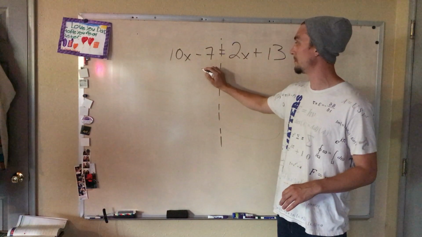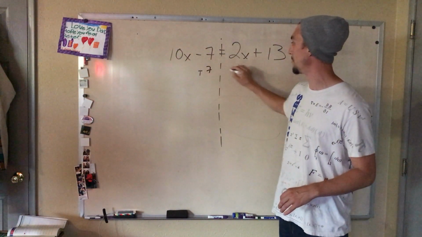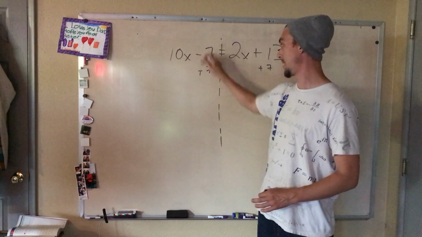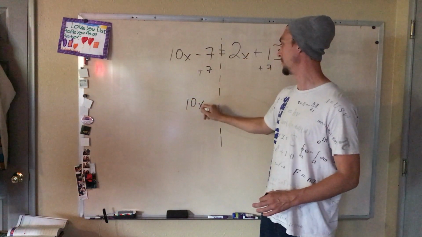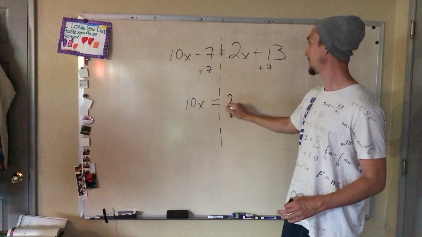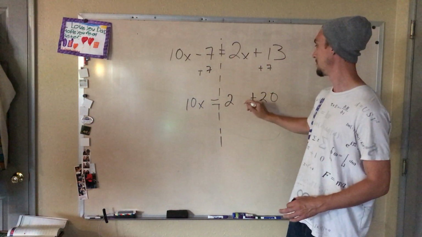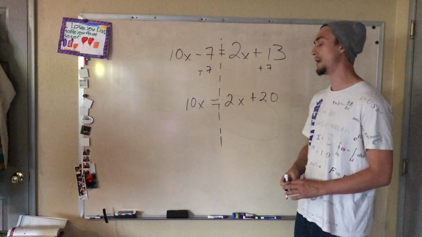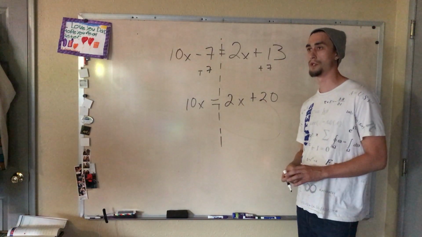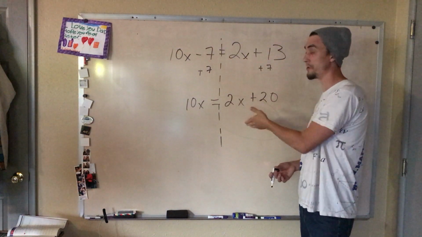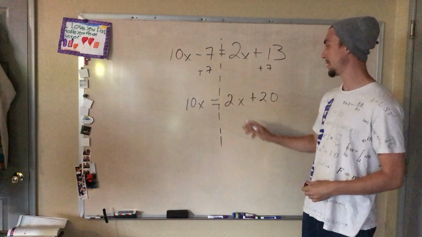So here's what I would start with. Add 7 to both sides. This cancels those 7's out. Over here, just left 10x, 2x, and then 13 plus 7 is 20. And now here's the part that I've noticed a lot of algebra students wonder if they can do this step. Here's what you can do.